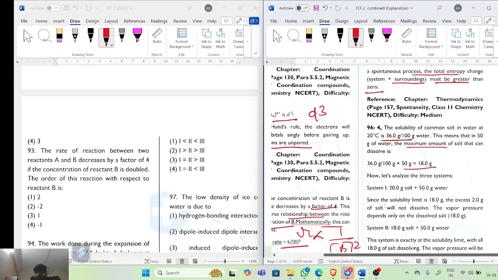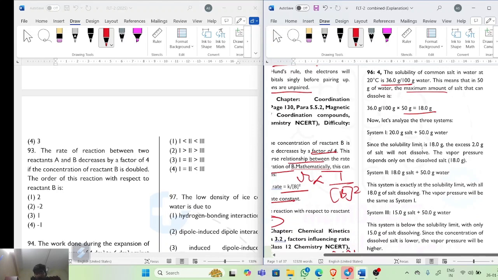First is 20 gram salt plus 50 gram water. Since the limit is 18 gram, the excess 2 gram of salt is not dissolved. The vapor pressure depends on the dissolved salt, which is 18 gram. Similarly, in system 2, 18 gram of salt dissolves, so the vapor pressure will be the same as system 1.